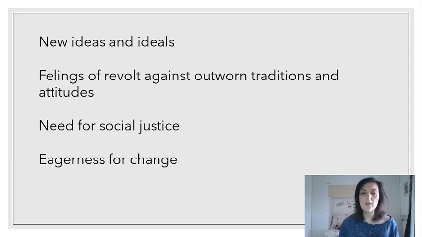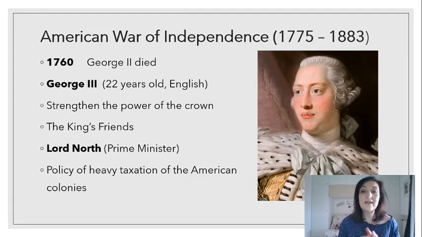Eagerness. What do I mean when I say eagerness? Eagerness means need to change, voglia, desiderio di cambiamento, bisogno di cambiamento. So these were the most important features which characterized the Romantic Age. Let's start with the first revolution in time.